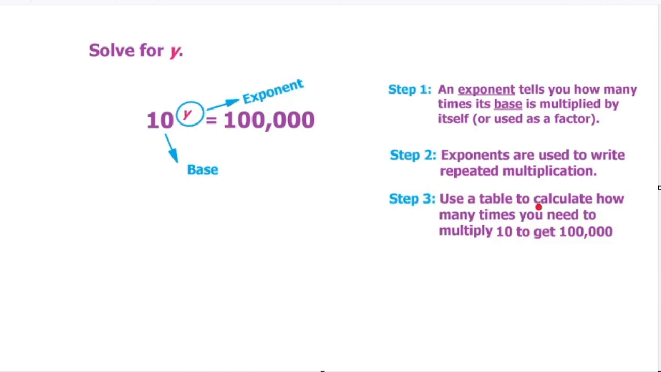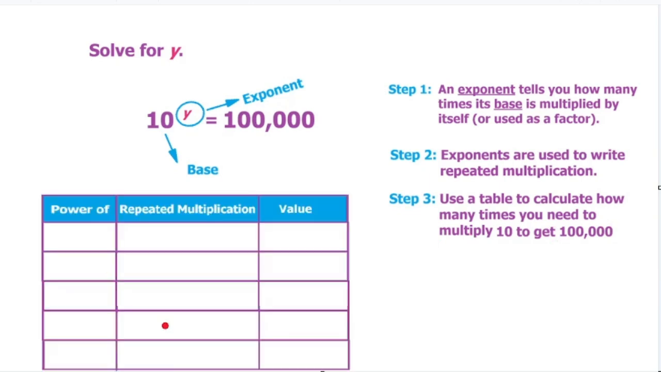So now we could use a table to calculate how many times you need to multiply 10 to get 100,000. So here's our table, and we just have to start populating it. Here we'll put our power, here we'll put our repeated multiplication, and here we'll put the value of that repeated multiplication. So the first one is 10 to the power of 1. 10 to the power of 1 is just 10, and its value, of course, is 10. Then we can do 10 to the power of 2, which is 10 times 10. 10 times 10 gives you 100.